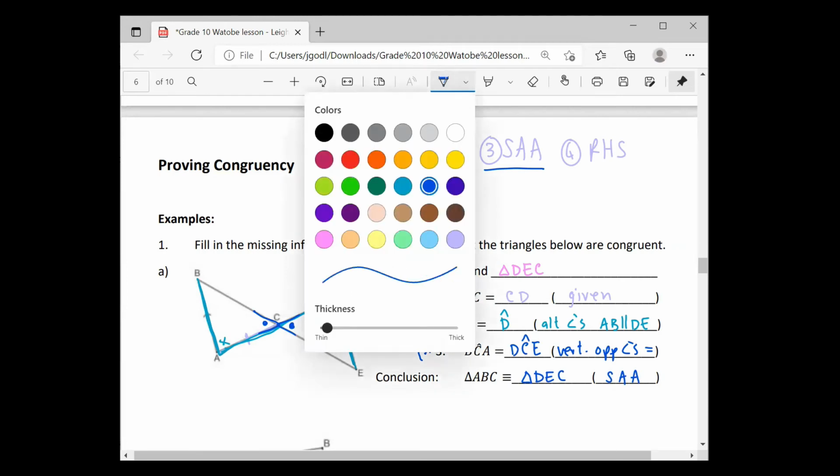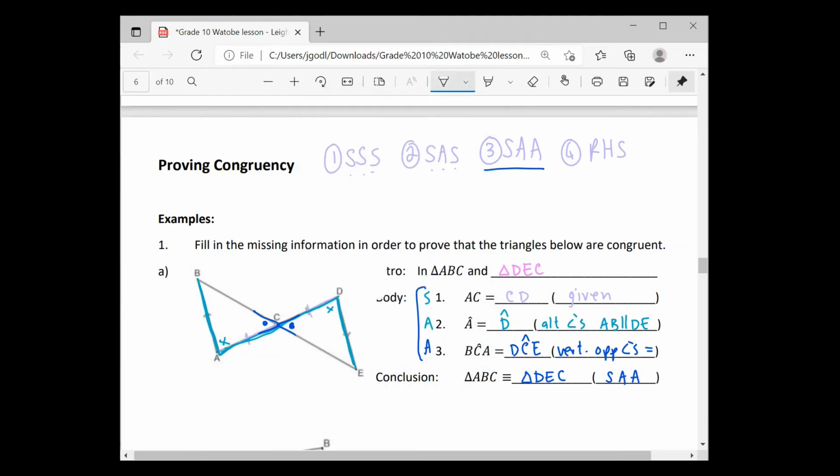And so at the end of the day, this is what your whole proof would look like on your page. So you say which triangles you're working in, give your 3 reasons, and then you say they're congruent and you give the case of congruency, which will be one of those 4 that we spoke about.